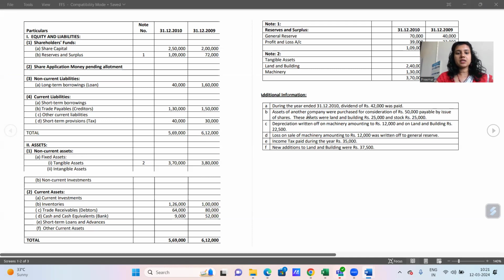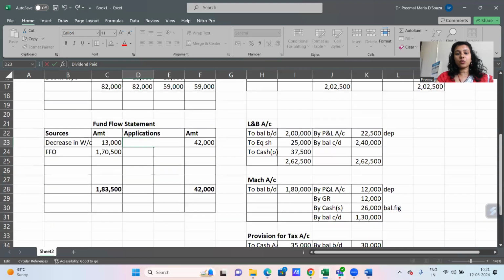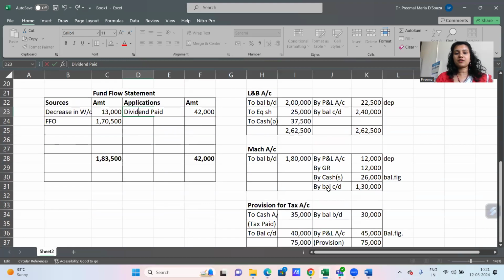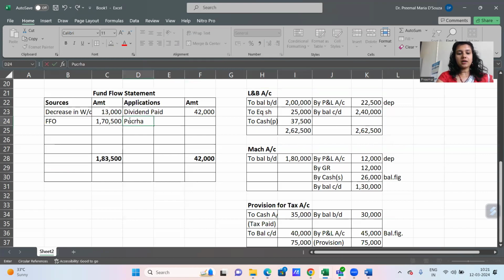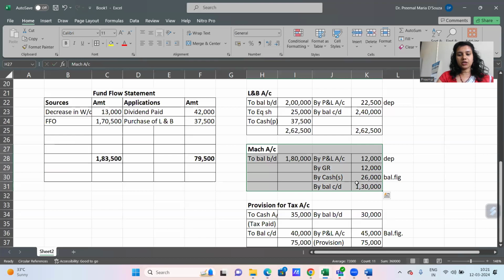Now that we've looked at the adjustments, let's look at our working notes and look for the word cash account, because this will indicate if there is an inflow or outflow of cash. Starting with the first working note, which is land and building. Here we have a to cash account, which indicates a purchase of an asset. Purchase is an application. So under applications, write down purchase of land and building, amount 37,500.